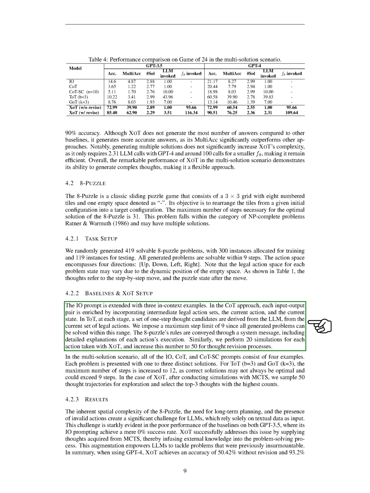This augmentation empowers LLMs to tackle problems that were previously insurmountable. In summary, when using GPT-4, XoT achieves an accuracy of 50.42% without revision and 93.2% with revision in the 8-puzzle task, outperforming the best baseline, ToT, B=3, which only achieves 13.45% accuracy. Additionally, XoT demonstrates efficiency, requiring approximately 1.5 LLM calls and around 55 calls to the function f_theta, while delivering significantly superior performance. The multi-solution performance presented in the table confirms that the XoT method continues to outperform other methods for both GPT-3.5 and GPT-4 models in terms of accuracy and multi-ACC, whether or not revision is applied. It's worth noting that the revision process is particularly beneficial for GPT-4, as it improves the multi-ACC from 29.13% to 76.33%. These results once again demonstrate that XoT can effectively generate complex thought structures for complete multi-solutions with high performance and efficiency, making it particularly suitable for this task.